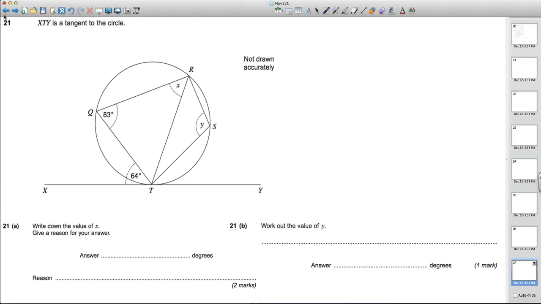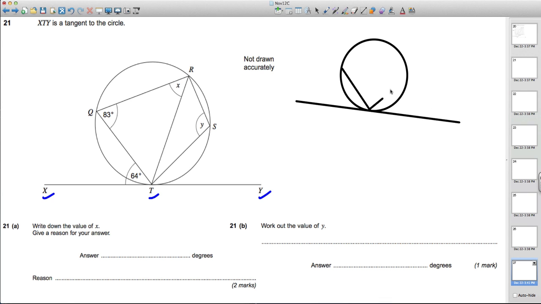Done. Next question. XTY is a tangent. This line here, going through these points, is a tangent to the circle. Now, there are two parts to this question, but before we do that, you should remember a circle theorem rule. Say you've got a circle, and say you've got a tangent to that circle, so a tangent is a line touching the circle. Now, this is a very important rule. This is a hard one to remember. It's called the alternate segment theorem.